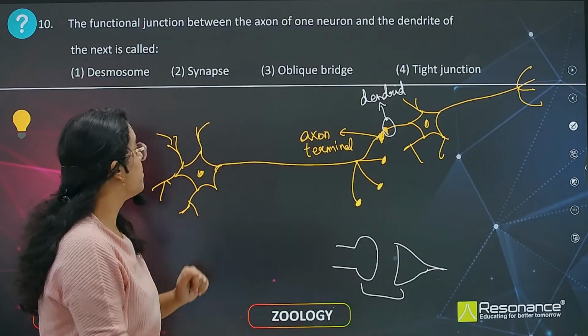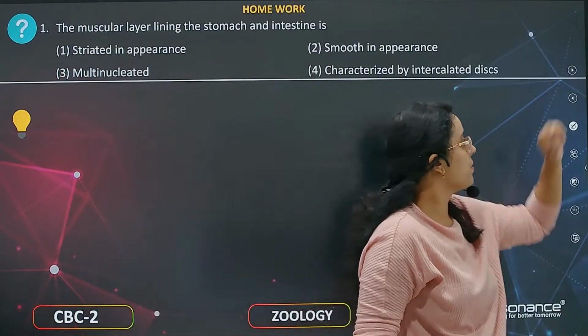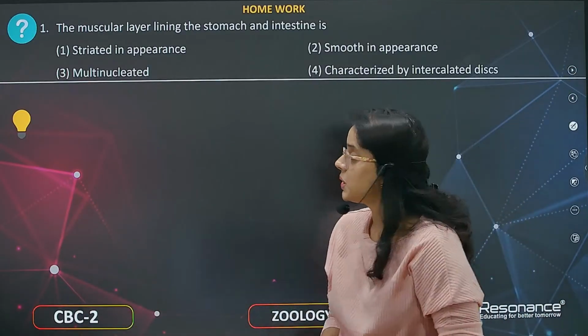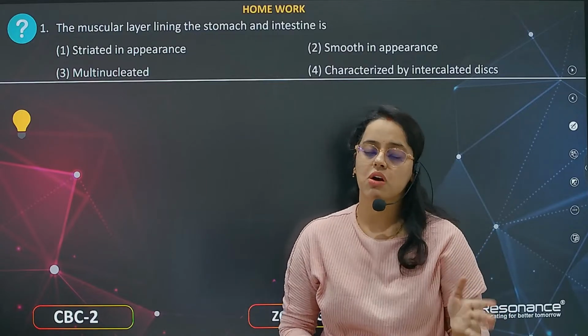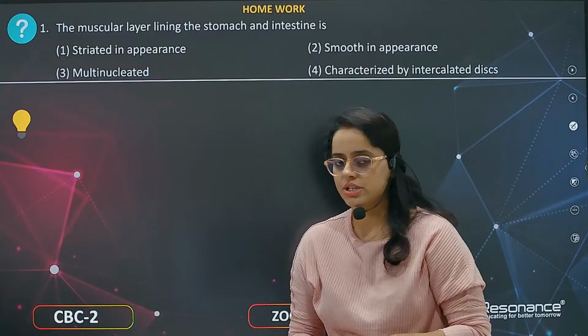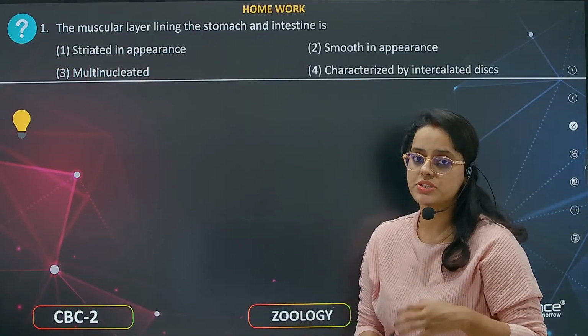So the answer is going to be synapse. Okay, now going to the next question. So this is a homework question for you. You must have practiced this exercise after completion of muscular tissue and neuron tissue, nervous tissue. Now this is question number 1 which I am going to discuss over here.